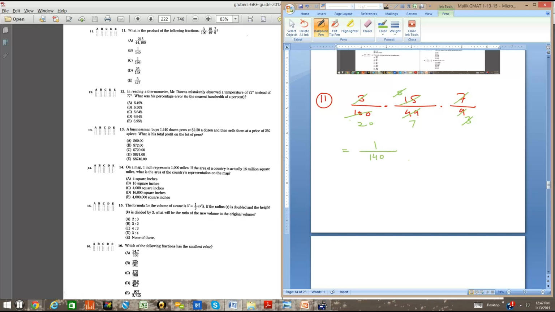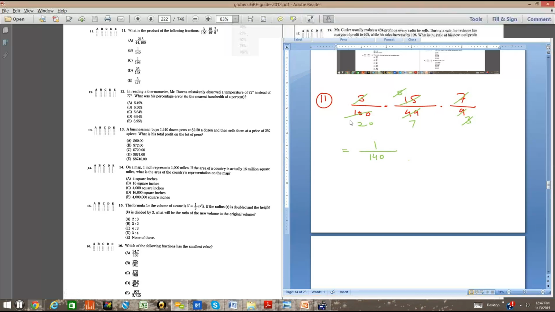Gotcha. So much easier, right? Yeah. Especially when you don't have a calculator, right? Yeah. Go ahead and try number 12. Okay.